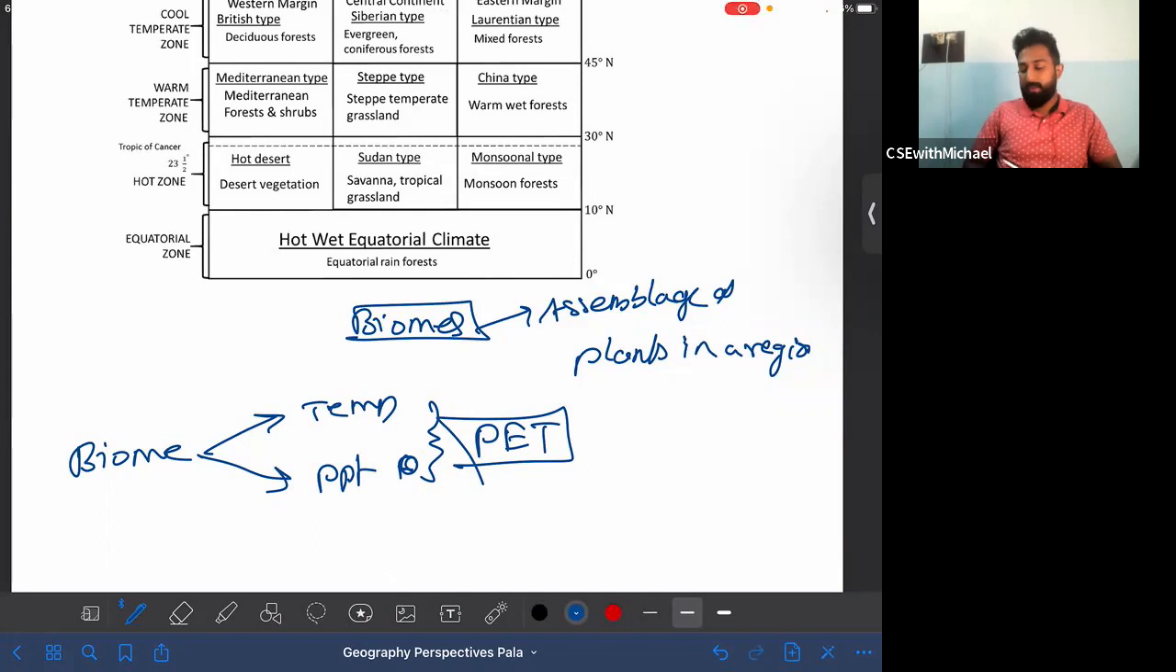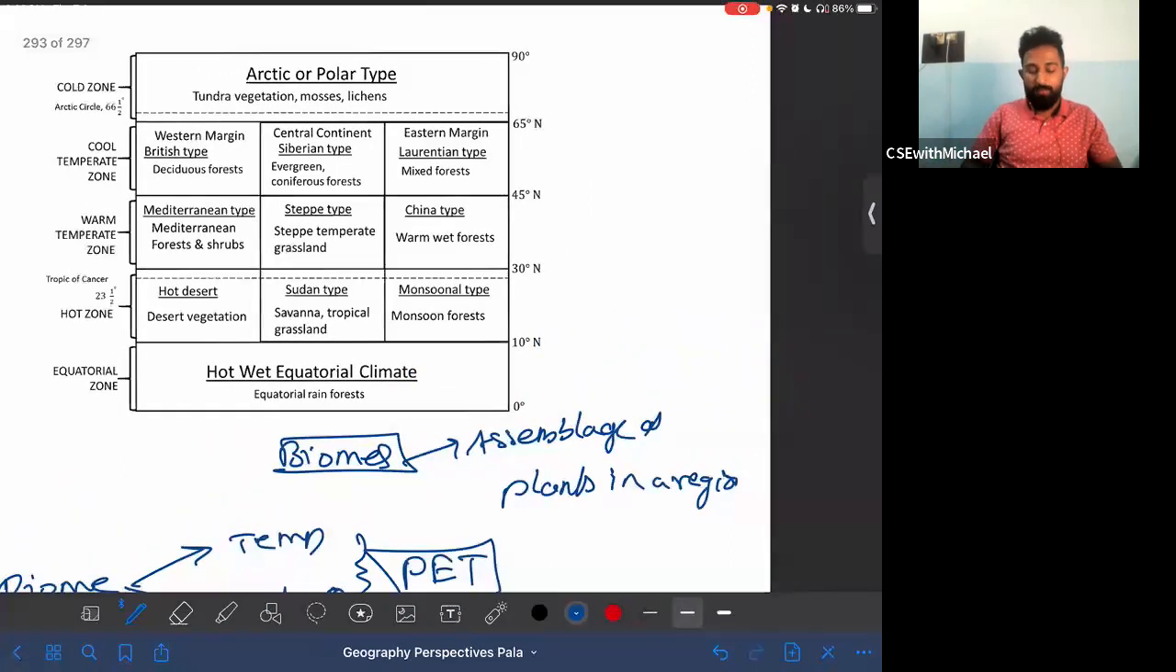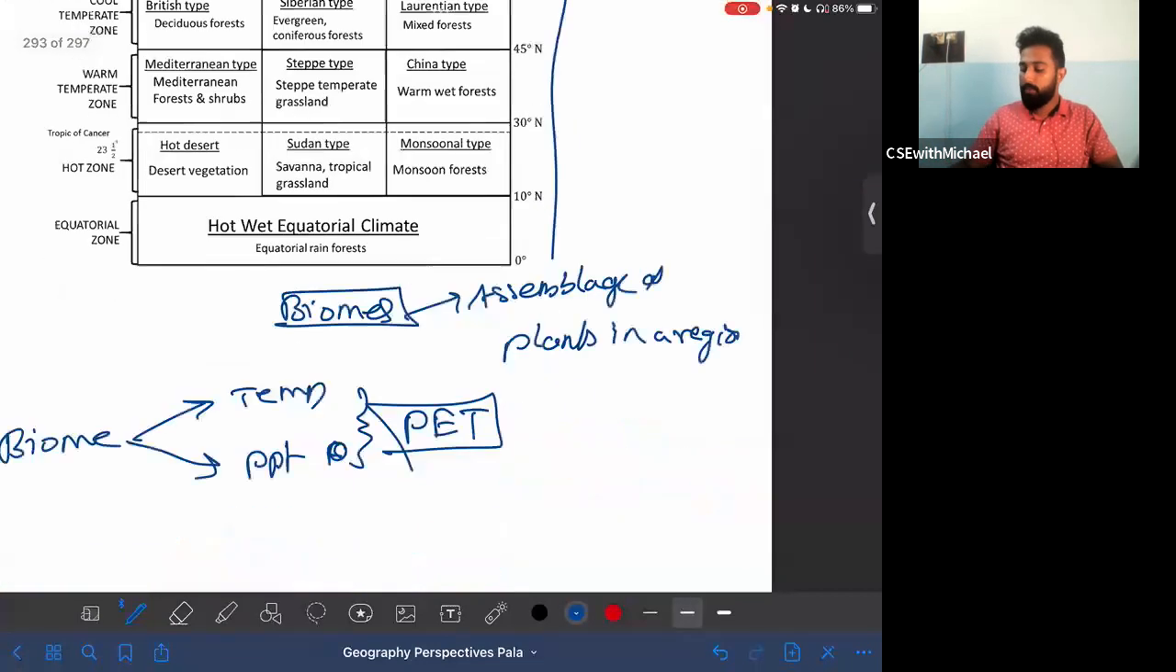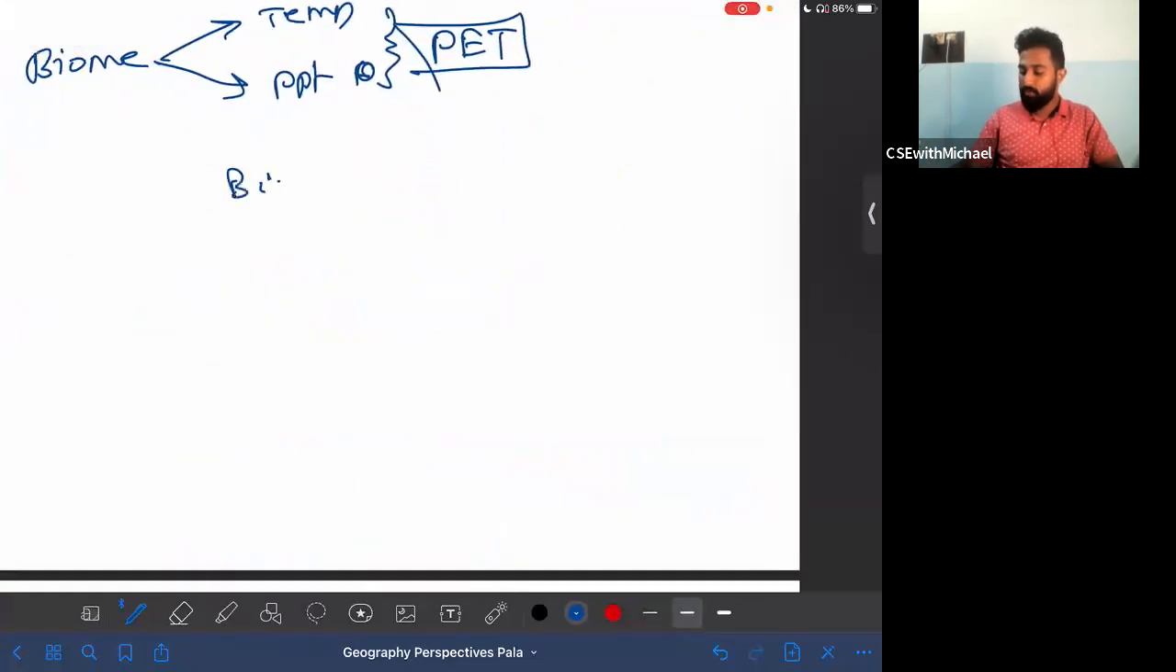So temperature and precipitation, together with potential evapotranspiration, basically decide what kind of vegetation, what kind of biome you would find in a particular part of the world, right? So we have this diagram. I think we have seen it in the case of GC Leong. A few areas are there. We have to understand how these biomes are there. Before that, we'll give a classification of biomes.